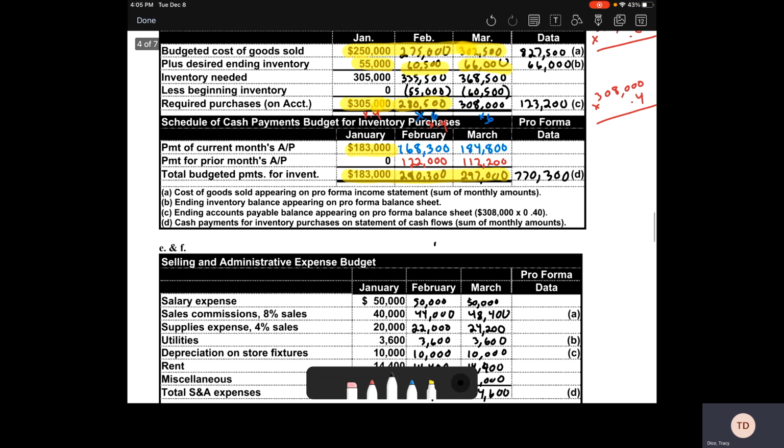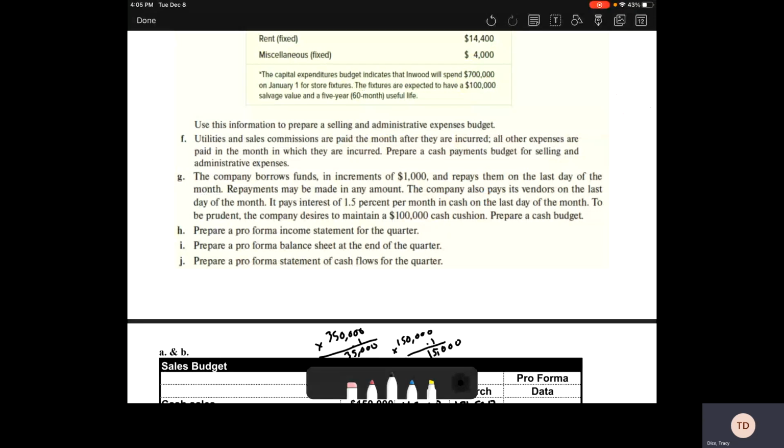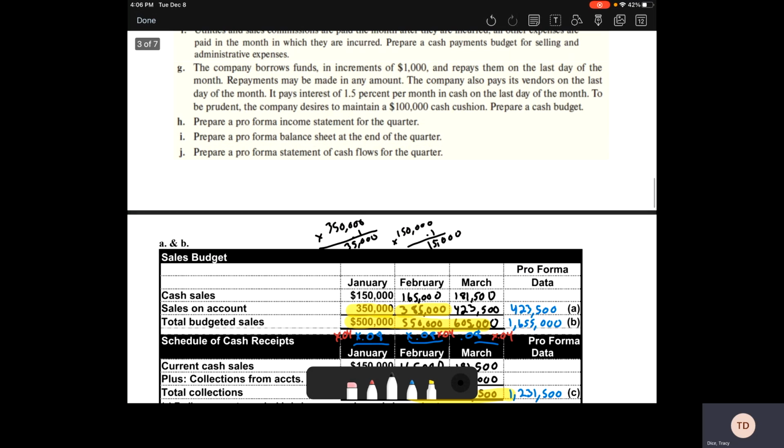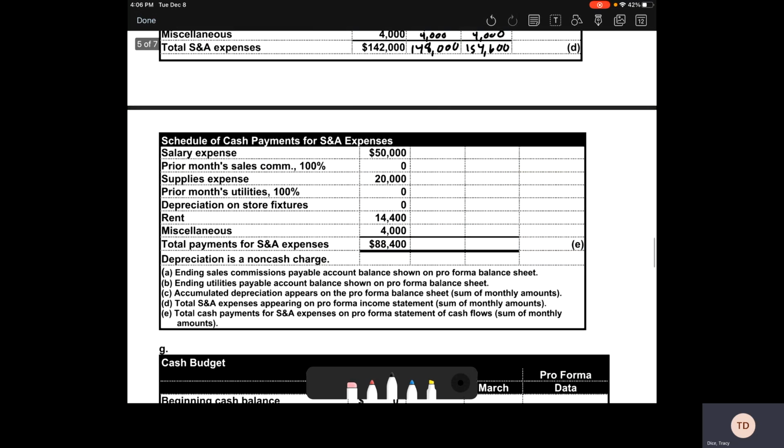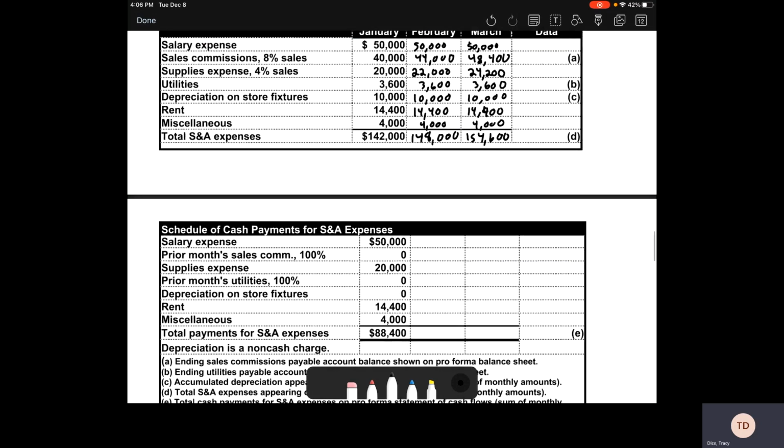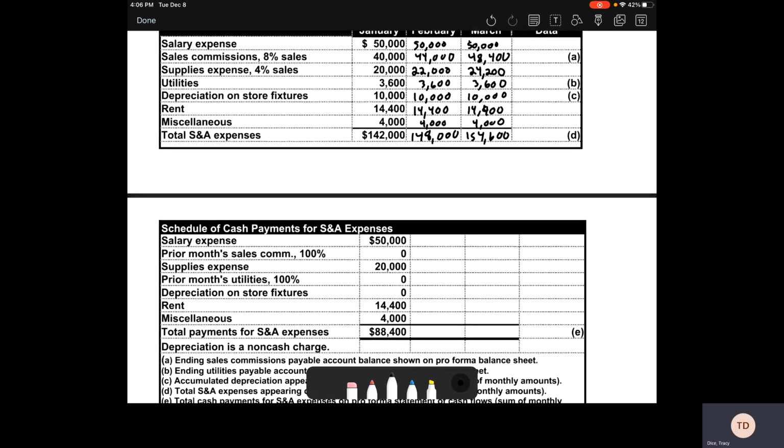That's part E. Part F, the utilities and sales commissions are paid the month after they're incurred. All other expenses are paid in the month in which they are incurred. Prepare a cash payments budget. All right, so what did we pay out for selling and administrative expenses? All right, well, salary expense is going to be paid out every month. So those are just added right in there.